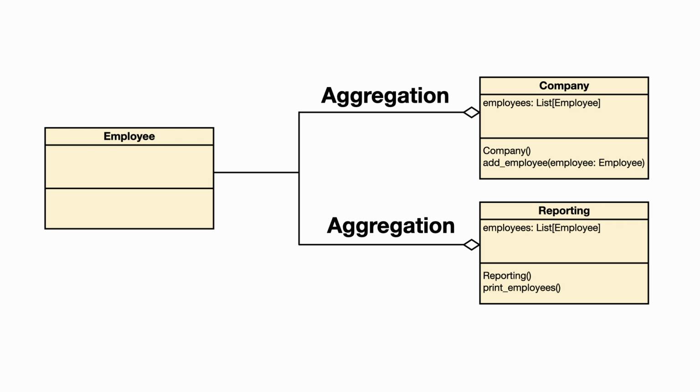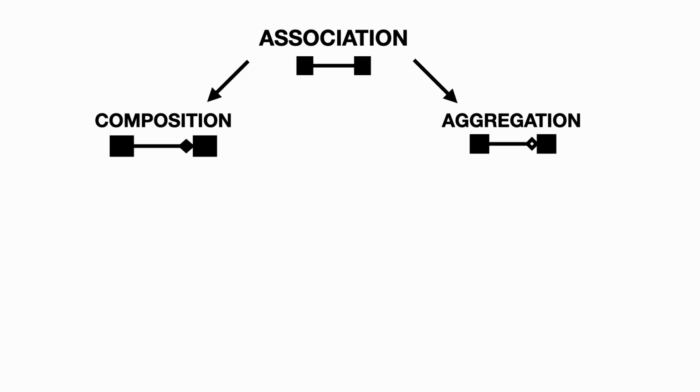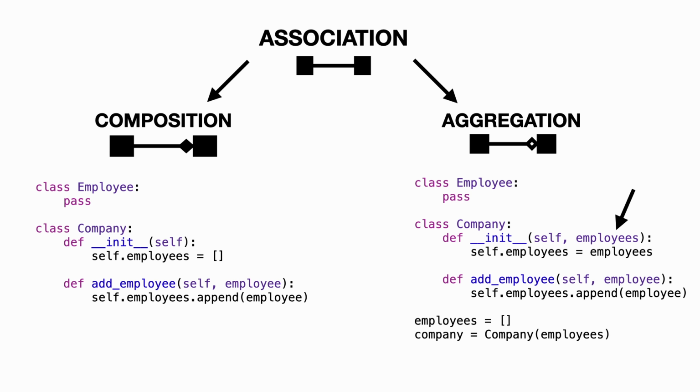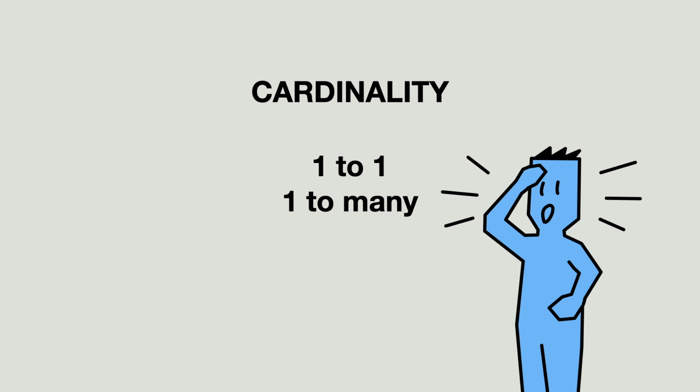So let me give you a quick tip on how to recognize the type of association in code. There are two kinds of associations: composition and aggregation. Objects that create other objects most likely have a composition association, and objects that get passed their dependencies likely have an aggregation association.